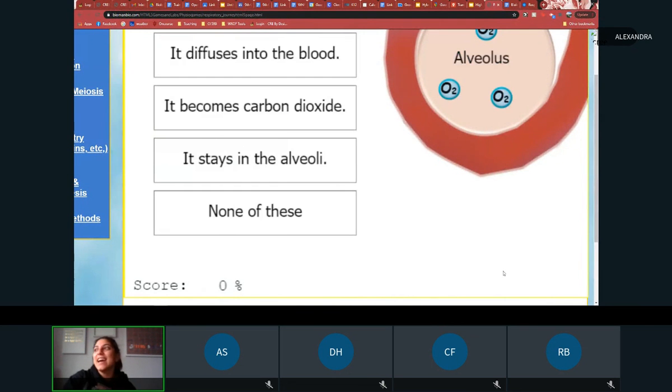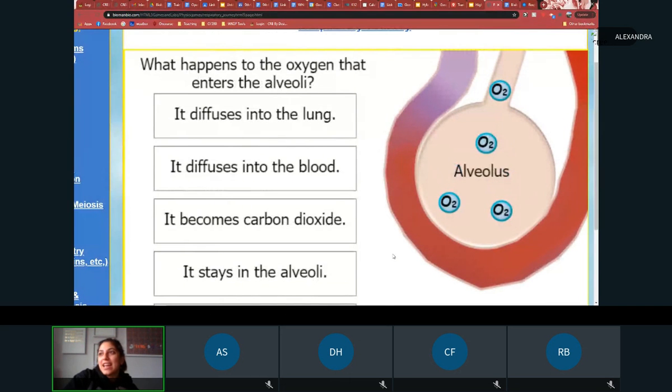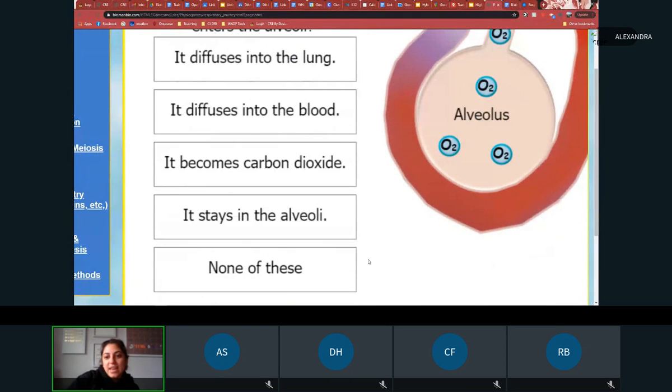Good, Spencer. Yes. Okay. What happens to the oxygen that enters the alveoli? It diffuses into the lung. It diffuses into the blood. It becomes carbon dioxide. It stays in the alveoli. So which one is it?